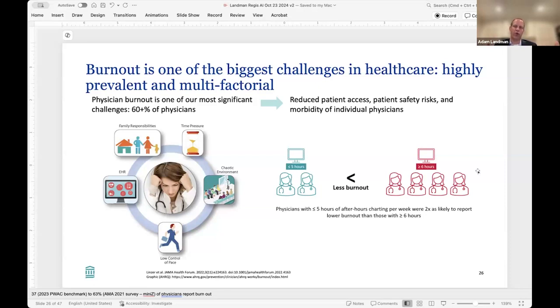And there is a very strong correlation between EHR use and burnout. In fact, physicians that spend less than 5 hours after hours charting per week are 2 times as likely to report lower burnout than clinicians that spend more than 6 hours. Or said another way, if clinicians are spending more than 6 hours a week after hours doing charting or other EHR tasks, they're much more likely to be burned out.